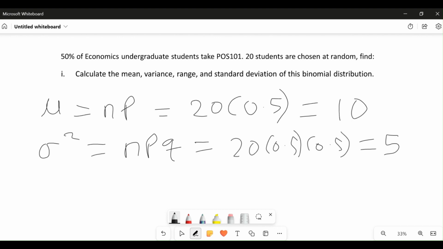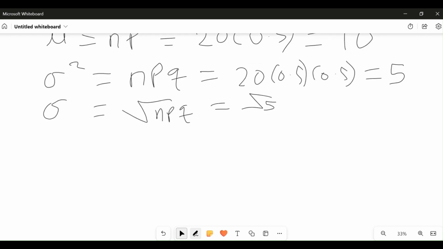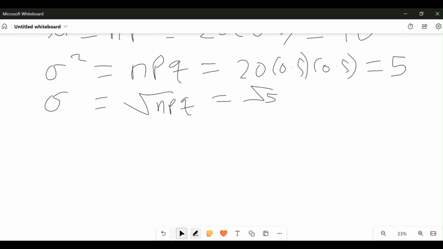All right, and the same way, our standard deviation, that's sigma itself, is going to be the square root of the variance, which is the square root of npq. And that's going to be the square root of 5. You can use your calculator to find what the square root of 5 is. Let me press my calculator here. The square root of 5 from my calculator is going to be 2.24. So now what we are left to find is our range.